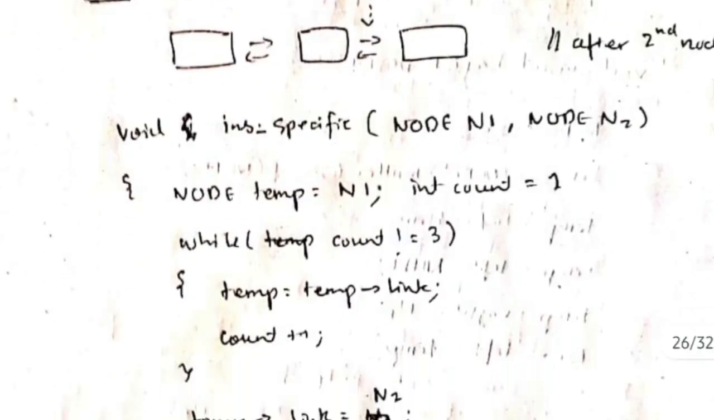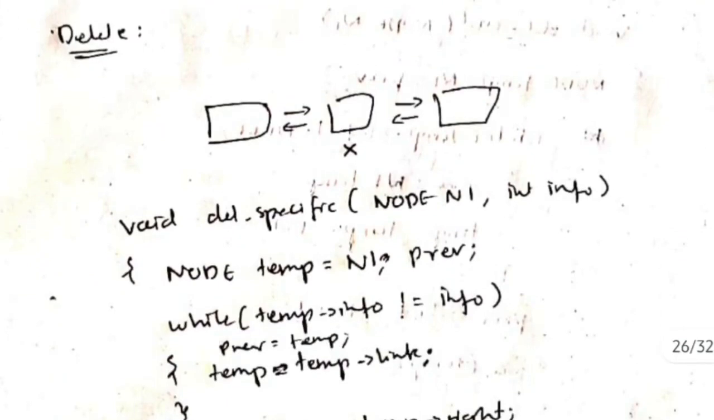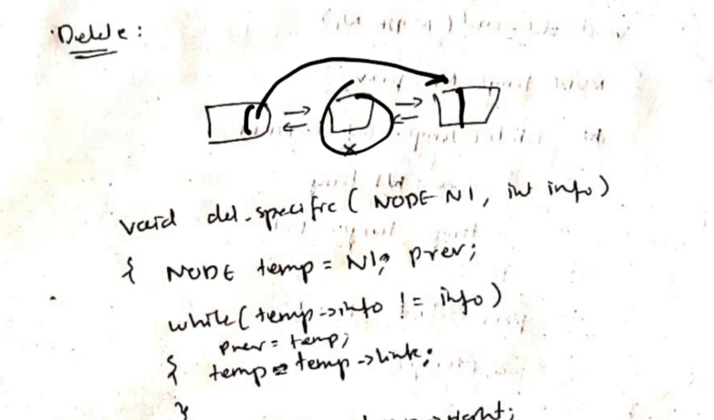Okay, similarly for deletion also, if you have to delete this node, that means the next part of this should point to this, and the previous one should point to this. Okay, so that's for the deletion purpose.